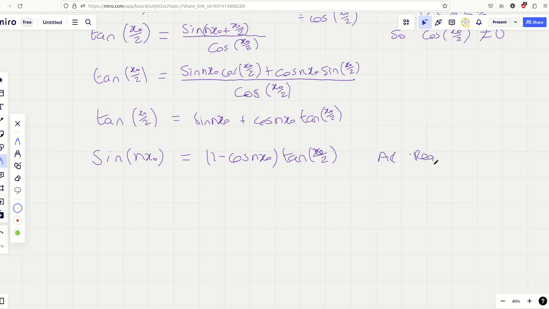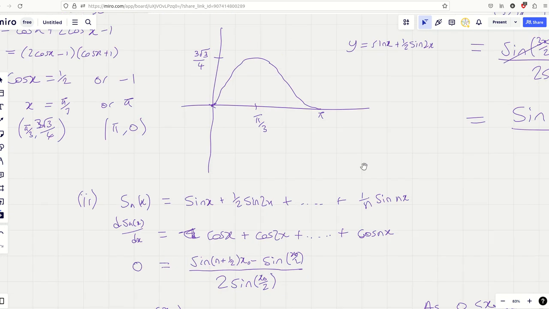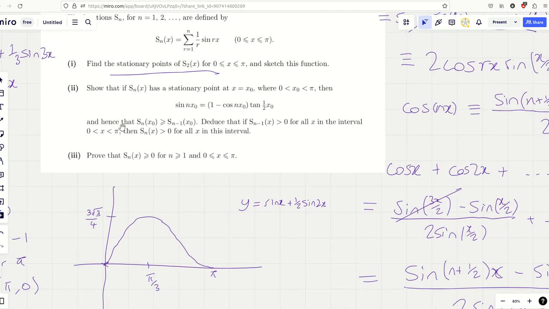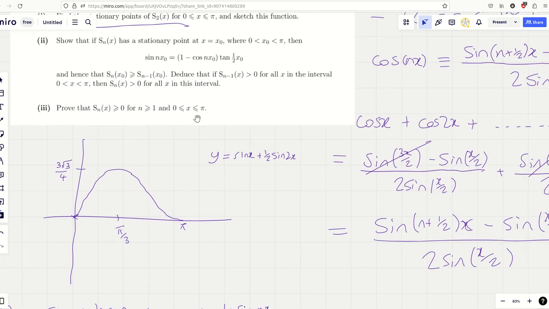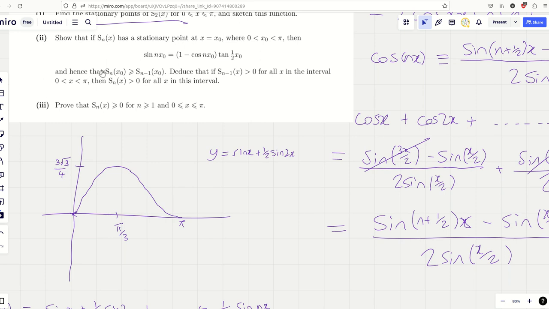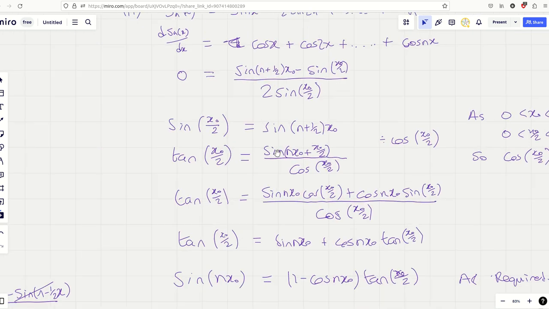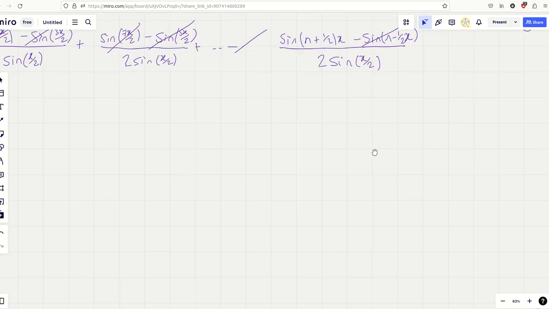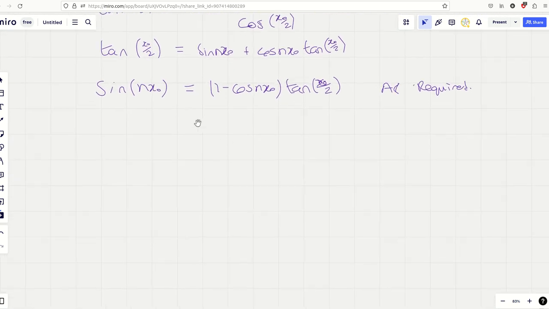Now, the next bit is where the question gets really quite difficult. You've got to prove that s subscript n x subscript 0 is greater than or equal to the previous one, s subscript n minus 1 x 0, using this result. Yeah. Now, this wasn't too bad. It was the next bit which really I thought was the trickiest bit.